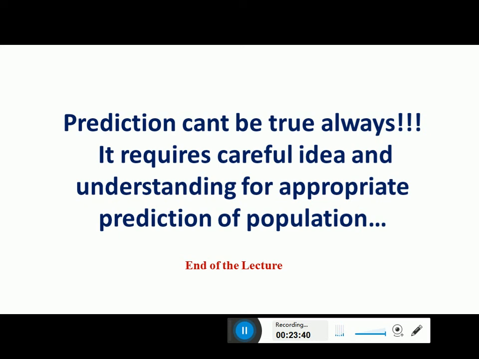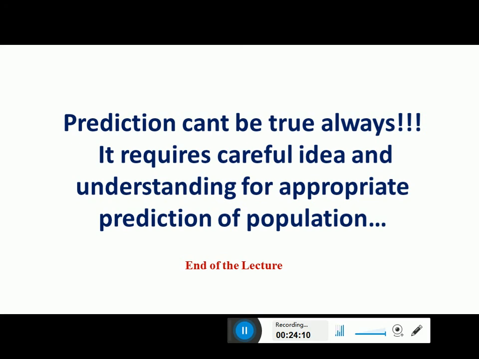Based on our need and requirement, we can use any one of the methods for population prediction, and we have to work out the population data for the future period for designing the water supply schemes. There will be some numerical problems based on these methods, which we shall take up in the coming classes. Once you solve one or two examples, you will come to know how these population prediction methods are applied for estimating the future population.